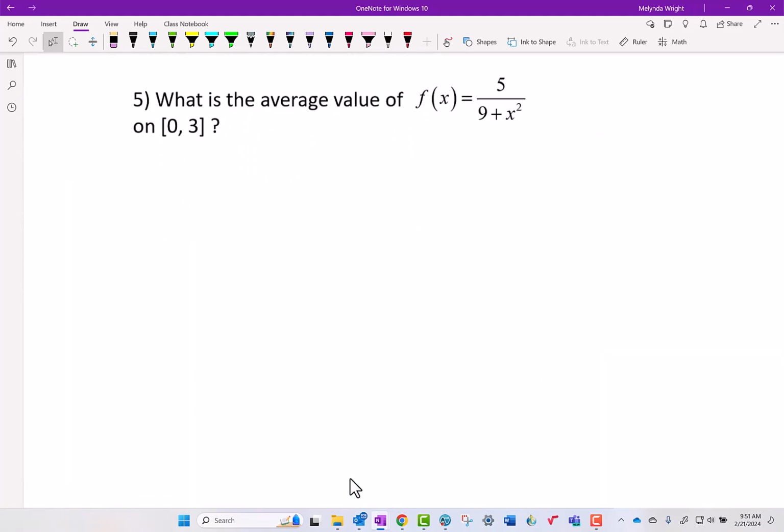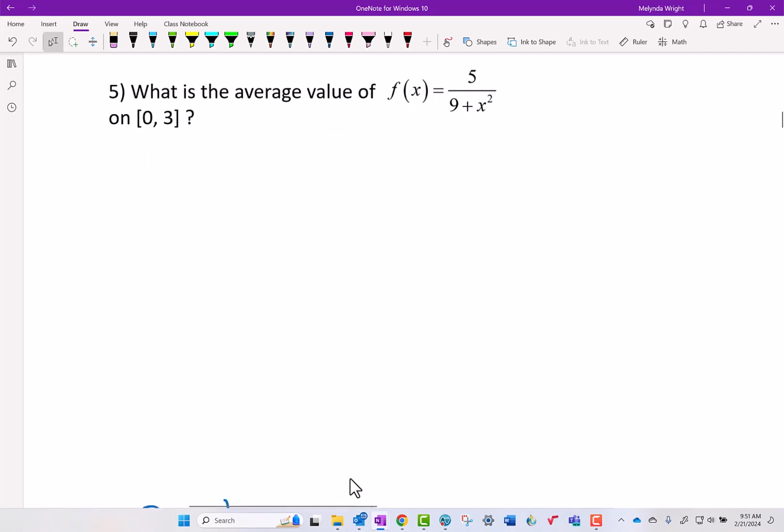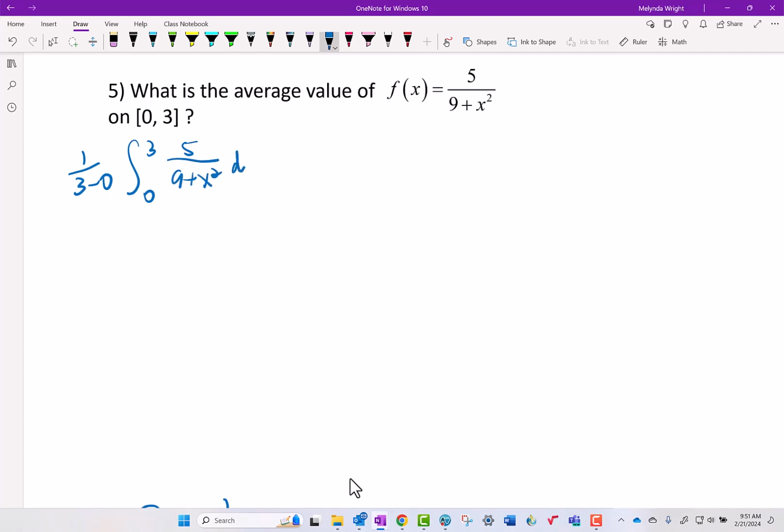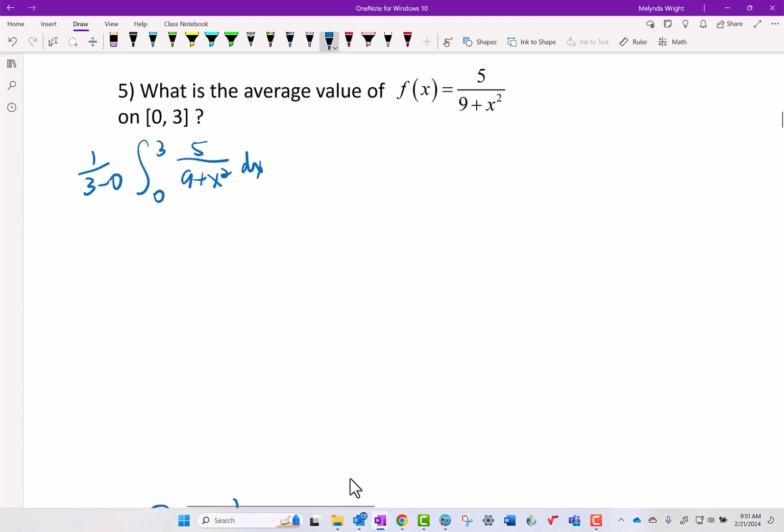Okay, what's the average value of? So we've got 1 over 3 minus 0, integral 0 to 3 of 5 over 9 plus x squared dx. Okay, I'm going to rewrite this to take the 5 outside just because I like it better. So 5/3 integral 0 to 3 of 1 over 9 plus x squared dx.